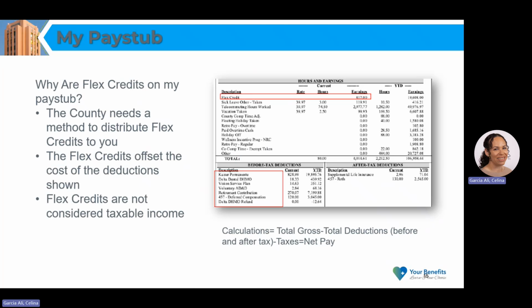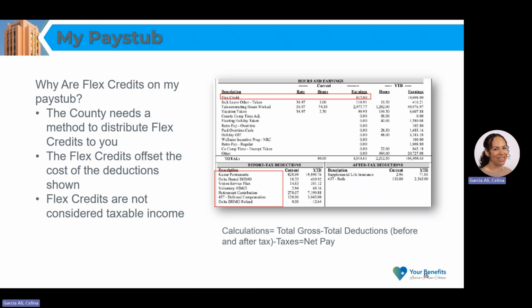We frequently get questions regarding pay stubs. So this slide is explaining what you want to check out when you're looking at your pay stub. Why are flex credits on my pay stub? The reason why flex credits appear on your pay stub is because the county needs a method to distribute the flex credits to you. Your flex credits can be found under the hours and earnings section of your paycheck.